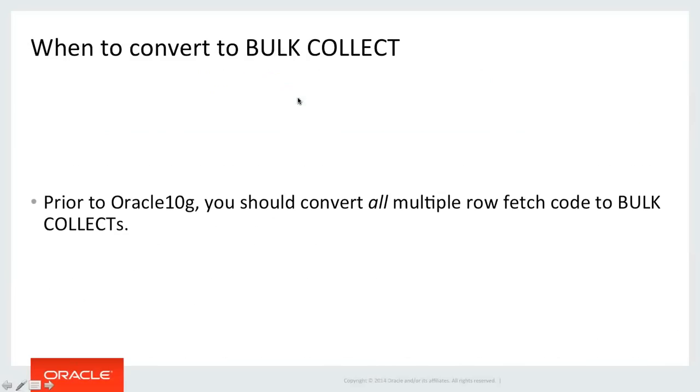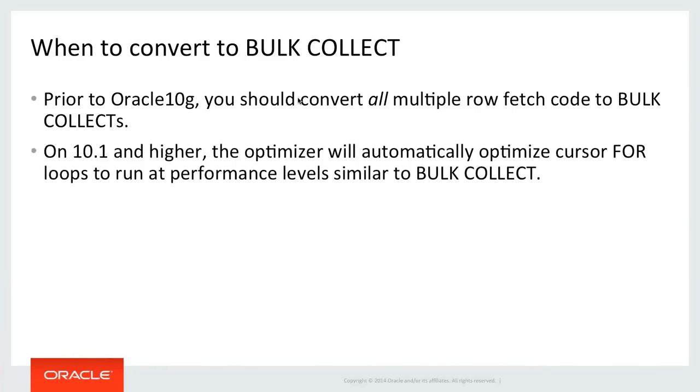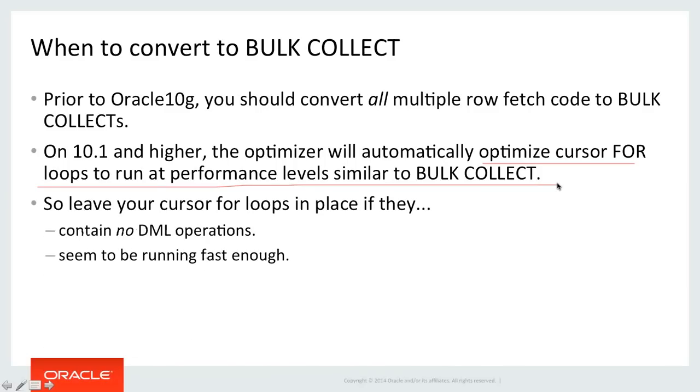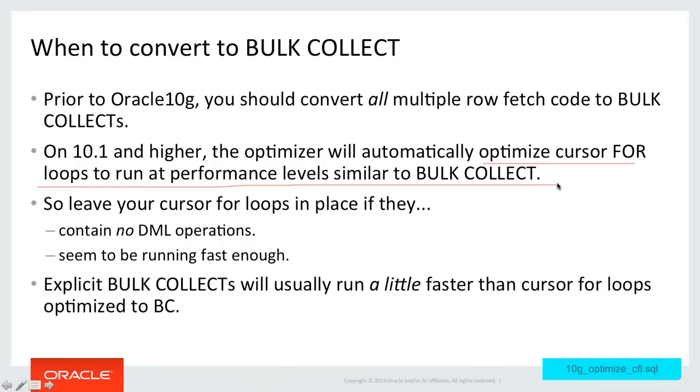So once you convert to bulk collect, prior to 10G, if you ever see a loop that contains DML, you should convert to bulk collect. I'm sorry, if you ever see multiple row fetching, and certainly including cursor for loops, convert to bulk collect. But I'm assuming that you're all past 10G at this point. On 10.1 and higher, the PL/SQL optimizer will automatically optimize cursor for loops to run at performance levels similar to bulk and FORALL. So it'll automatically optimize cursor for loops.